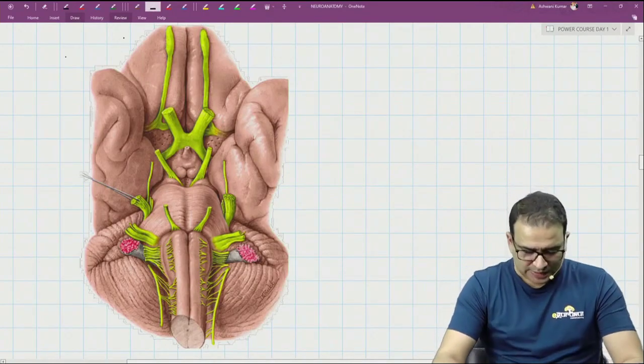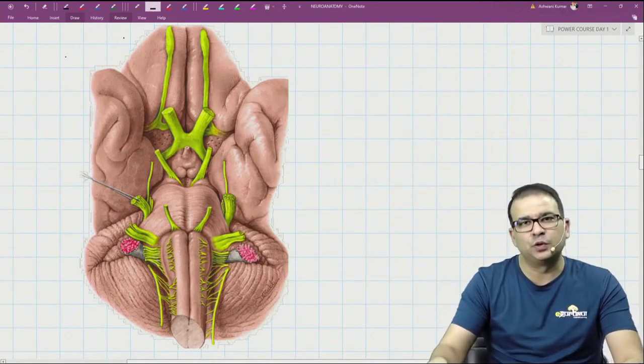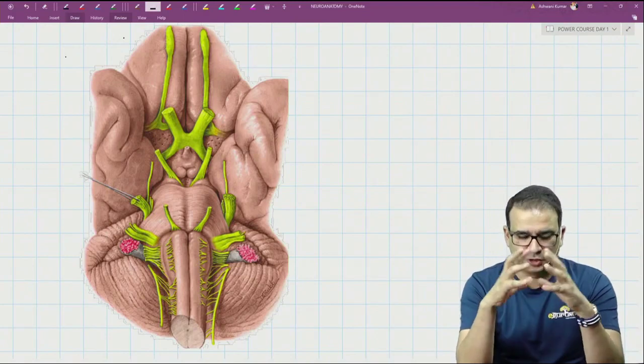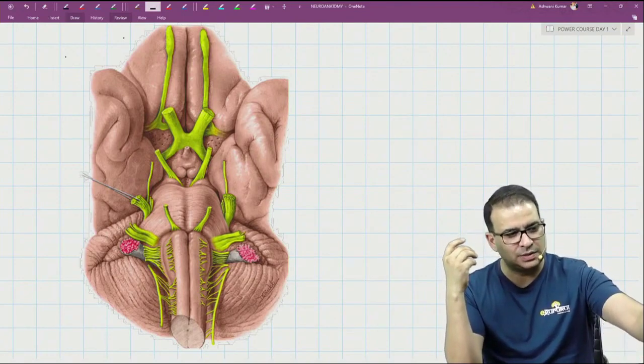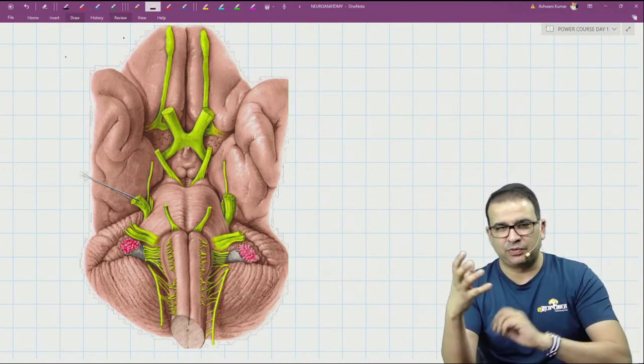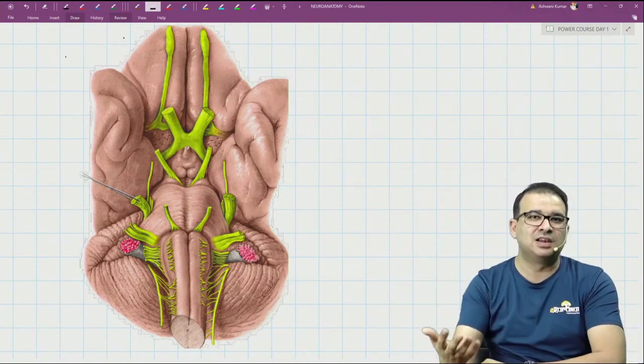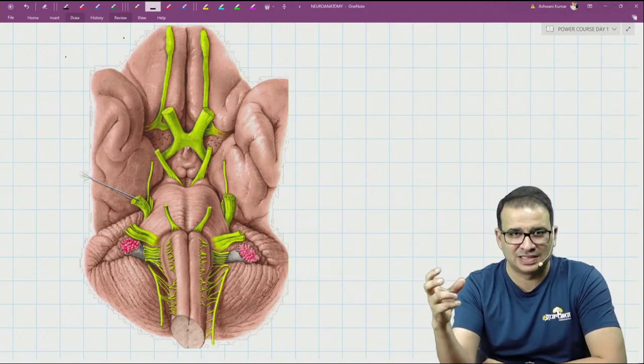Okay, so guys, let's start with the brainstem here. We'll be discussing the brainstem in two views. First, we'll see the brainstem from the front, and then we'll look at the brainstem from the dorsal aspect. When we see the brainstem from the front, we'll be discussing how exactly the cranial nerves are coming out, the different levels of the cranial nerve exit.